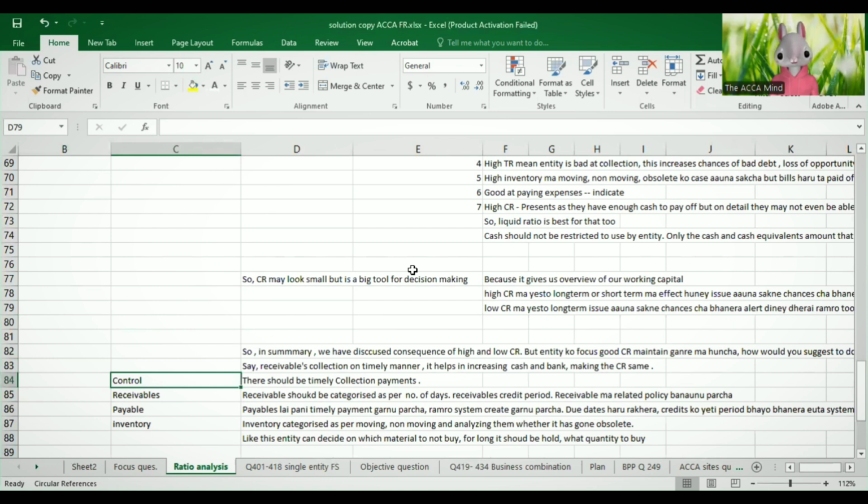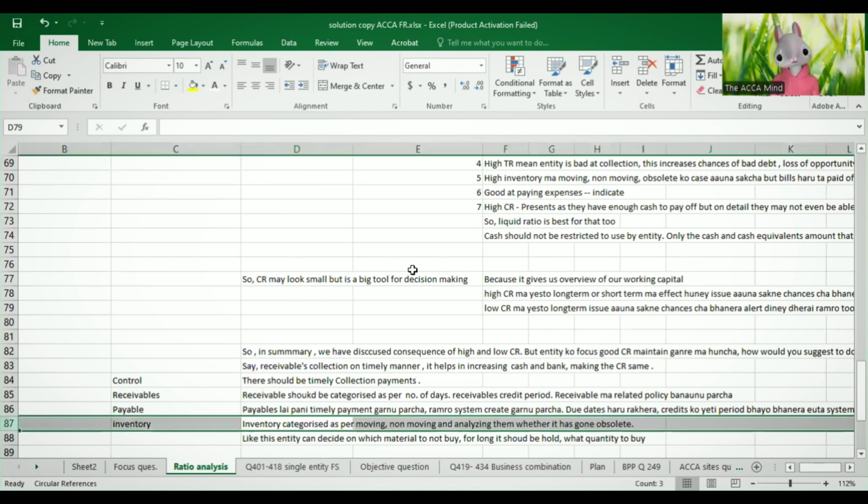So for having a proper current ratio, there is a need for control regarding receivables, payables, inventories, and cash balance. In the case of inventory, moving and non-moving items must be categorized properly. Categorization also helps. Non-moving items should be categorized and analyzed for whether they have gone obsolete or not.